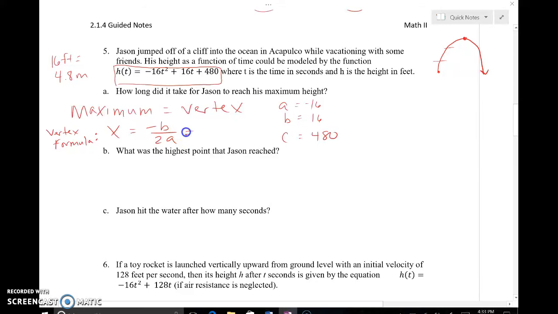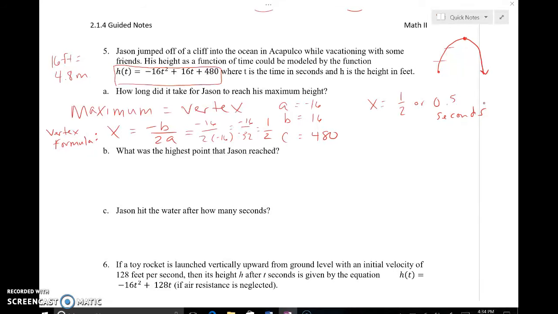Okay, so the opposite of b in this case will be negative 16, and then 2 times the a value of negative 16. So that would be negative 16 over negative 32, or 1/2. So the x value when I'm at my vertex is 1/2. Now keep in mind that this means 1/2 or 0.5 seconds. So I've answered how long it will take to get to the maximum height.